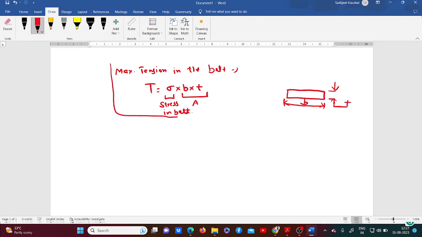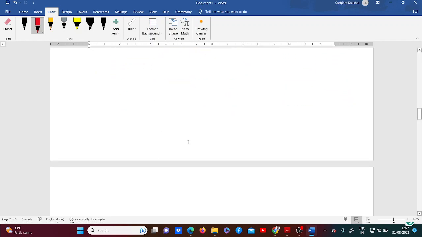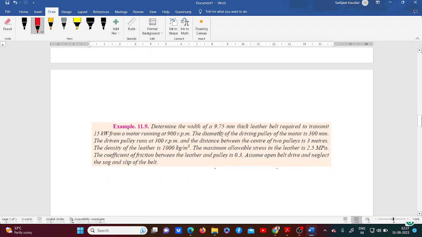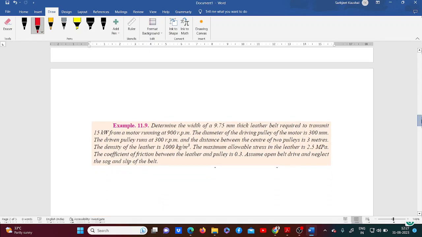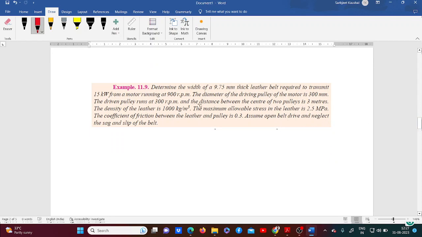Now we will try to solve one numerical related to the centrifugal tension and maximum tension, and we will find the application of these terms in the numerical part. So we have a numerical in front of us, in which it has been asked: determine the width of a 9.75 millimeter thick leather belt required to transmit 15 kilowatt from a motor running at 900 rpm.